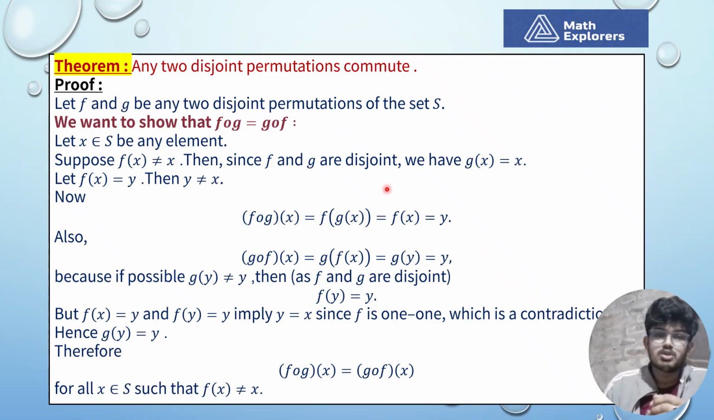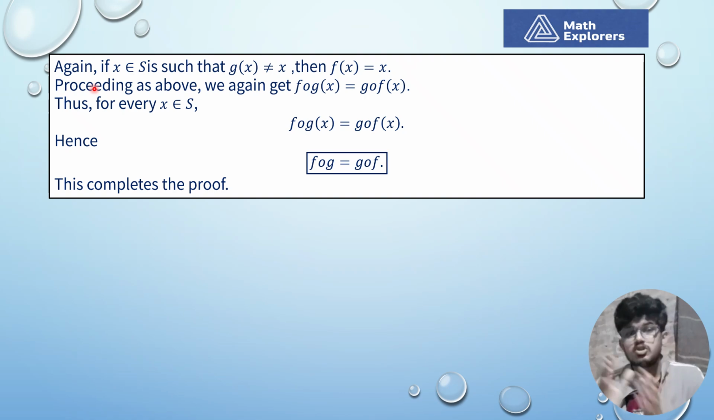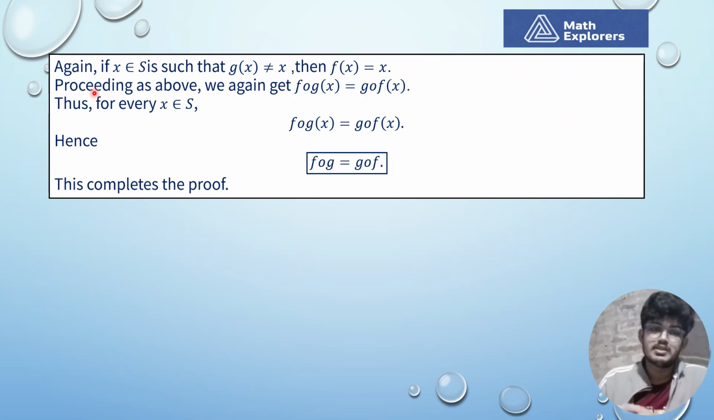Here I considered x belongs to S such that f of x not equal to x. It is also possible that g of x not equal to x. So next case: again, if x belongs to S is such that g of x not equal to x, then f of x must be x. And proceeding with a similar process, we can show that f compose g equal to g compose f. And in both the cases, we see that f compose g equal to g compose f. Clear? Any doubt?